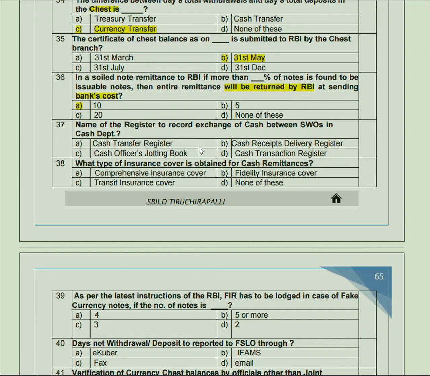So, name of the cash register to record exchange of cash between SWOs in cash department. So it's cash receipt delivery register.